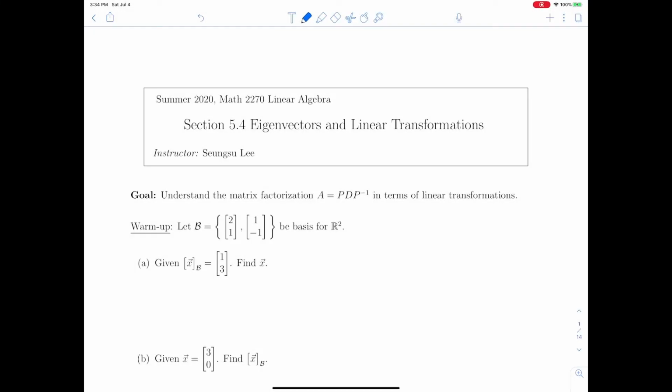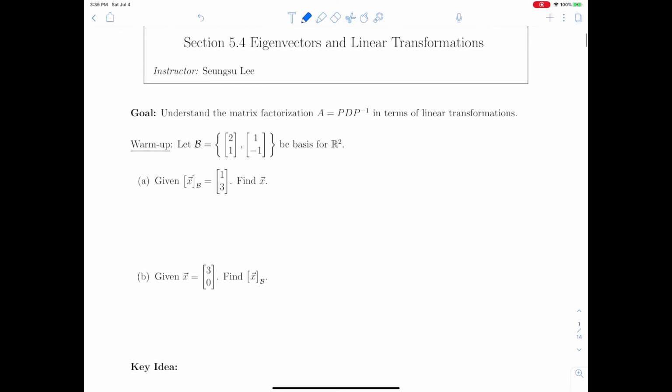Okay, so in this lecture, we're going to analyze linear transformations by using diagonalization. Before we get started, let's pause the video and try out the warm-up question, part A and part B, before I give you the solutions. Okay, so let us work on these problems together.